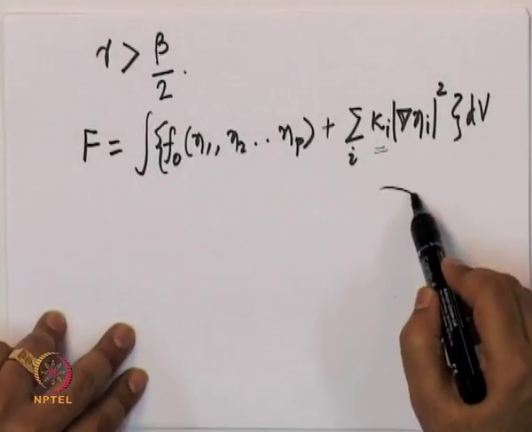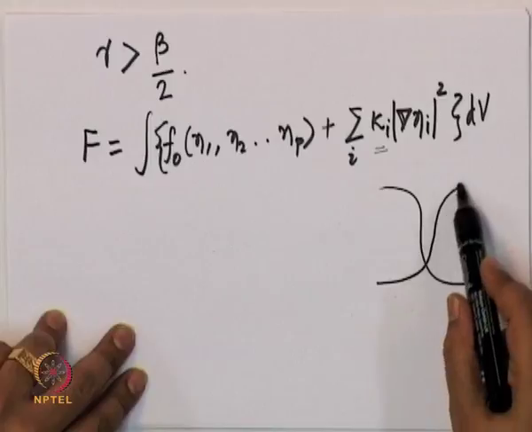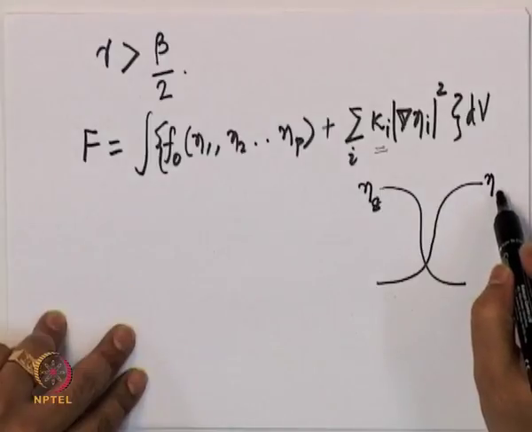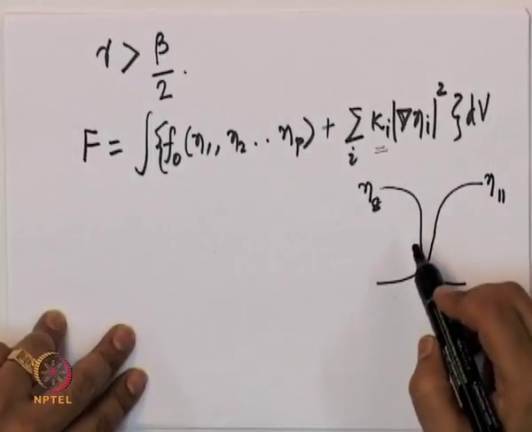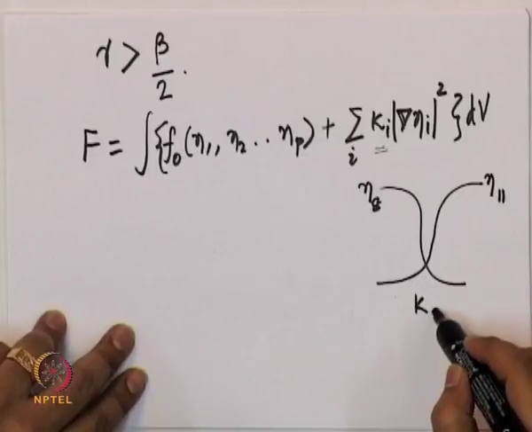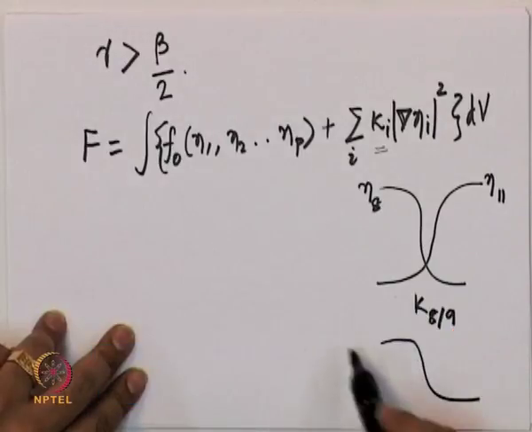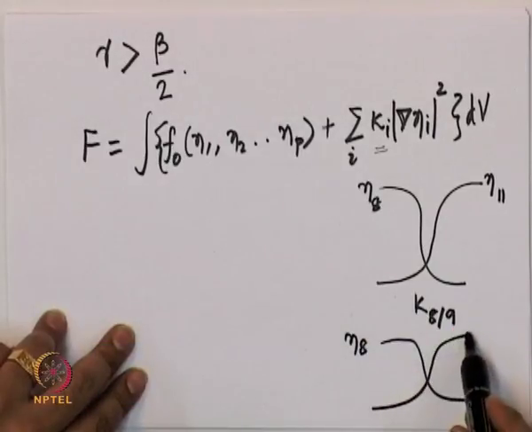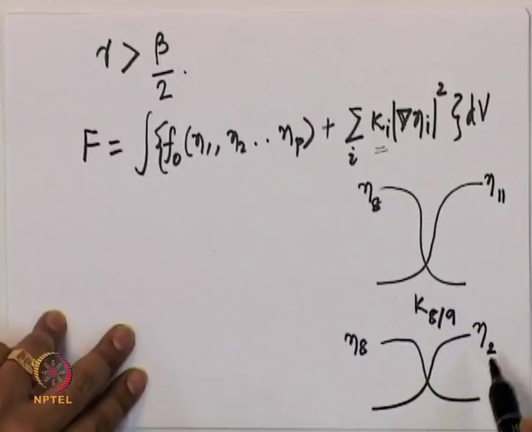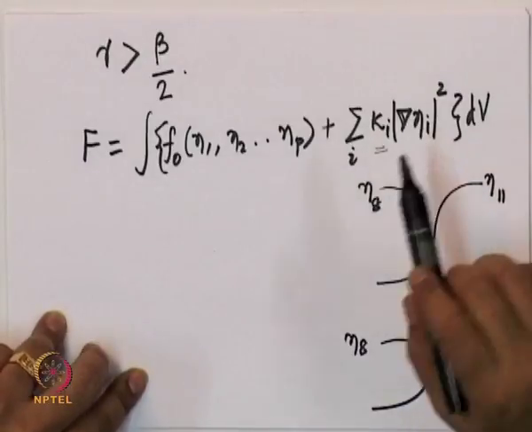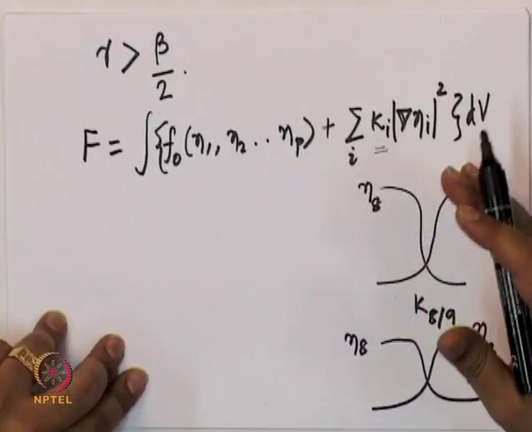So suppose you have a grain boundary which is given like this, let us say this is eta 8 and this is eta 11, for example, and so the kappa might actually depend on 8 and 11. As compared to this, suppose this is eta 8 and this is eta, say, 2, this kappa 8 2 need not be the same. That is because if you go to a textbook like Porter and Easterling, you will see that the grain boundaries can be classified into many different types.